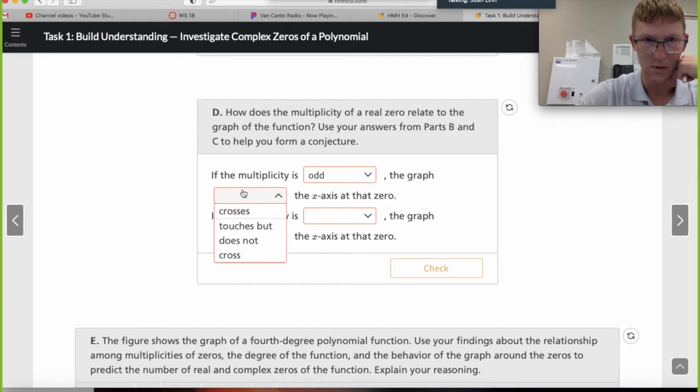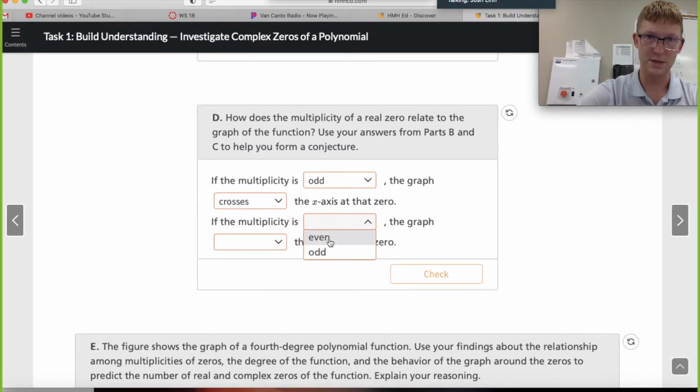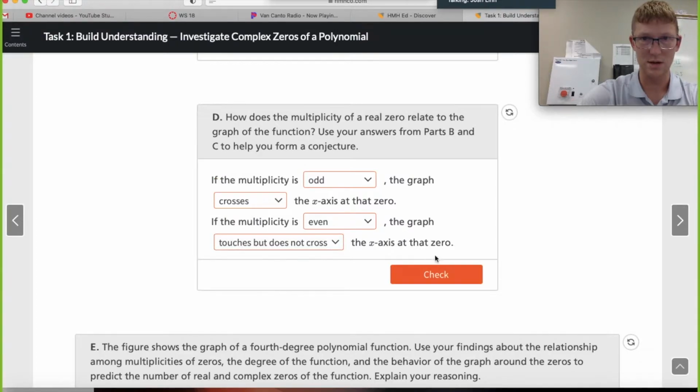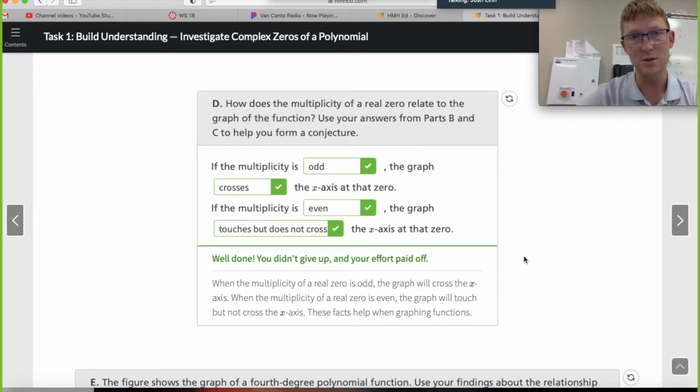The graph crosses the x-axis at 0. If the multiplicity is even, the graph touches but does not cross the x-axis at 0. So that is, again, just giving us a connection about how some of these things work. So if the degree of the function is odd, that's going to tell us a certain thing, or even, again, it's going to tell us something.